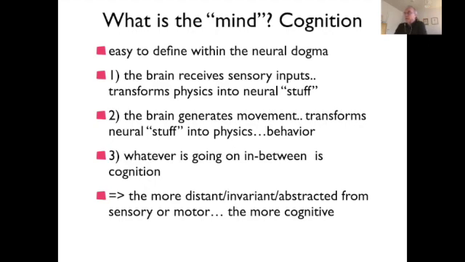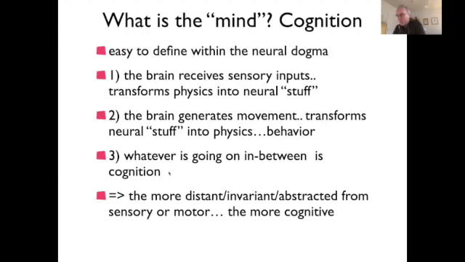But the neurodogma is very useful to first briefly talk about what the mind is supposed to be. I know some of you are really philosophers and think deeply about these questions, so I will use the armchair perspective of a practicing scientist, not a philosopher. Cognition is very easy to define within the neurodogma, because essentially you could say the brain receives sensory inputs, those transform physics into neural stuff, and the brain generates movements that transform neural stuff into physics, into behavior. And so everything that's in between is cognition.